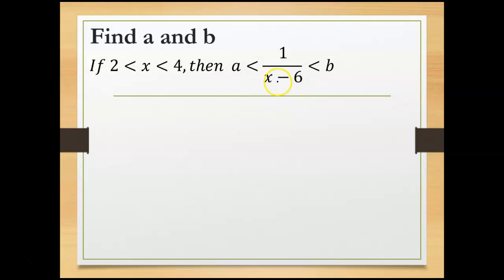Okay, so we look at what happened to x here. 6 was subtracted from x, so we are going to do the same process. Whatever we do to one side, we do to the other until we get that expression. So we are going to subtract 6 from both sides, from everything. So 2 minus 6 is -4, which is less than x minus 6, which is less than 4 minus 6, which is -2.